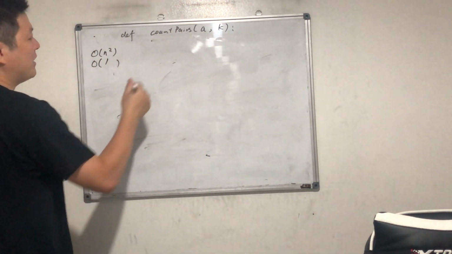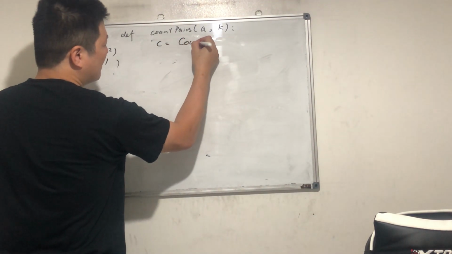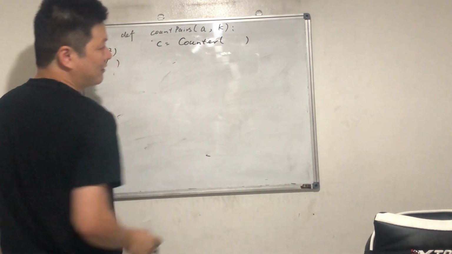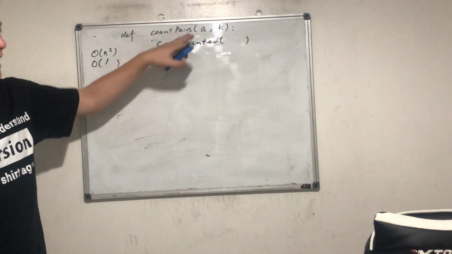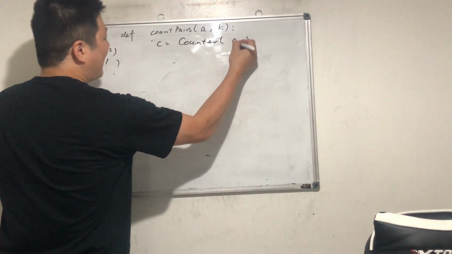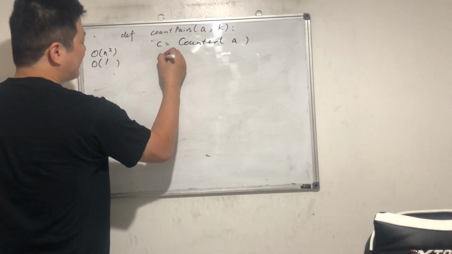So look, first of all, we need a C object. C equals Counter. What do we want to count? We want to count the number of elements in A. So Counter A, and then now I have this answer. Answer still equals 0.